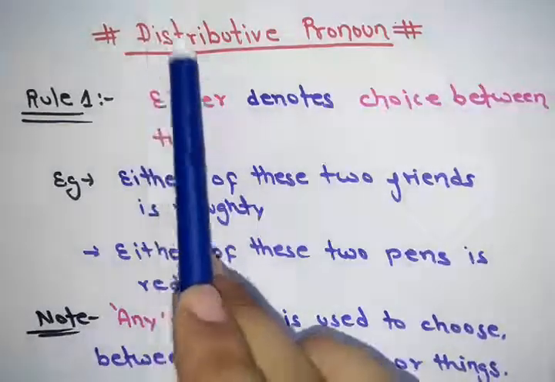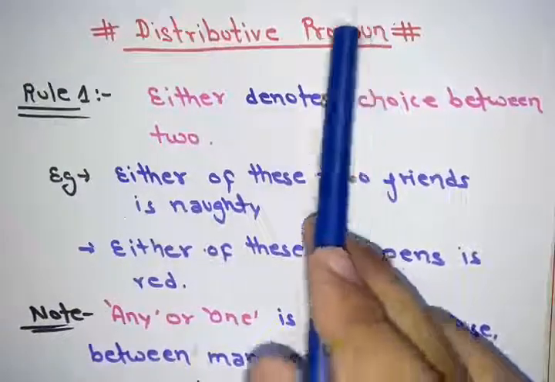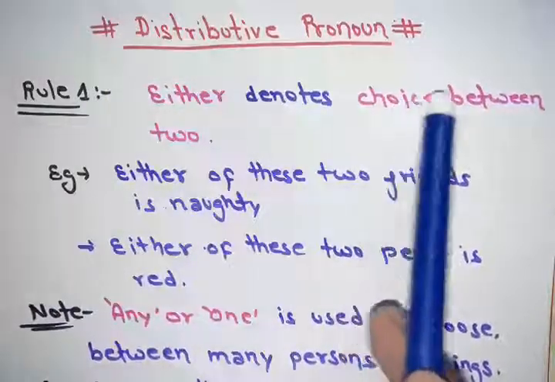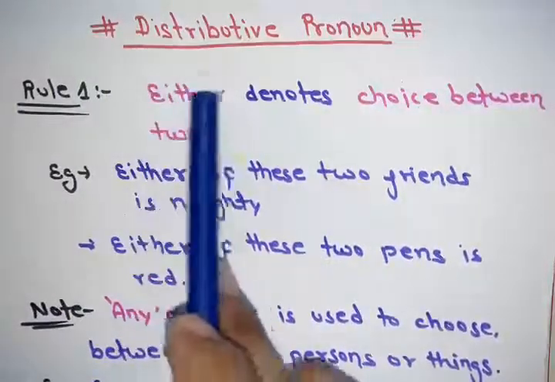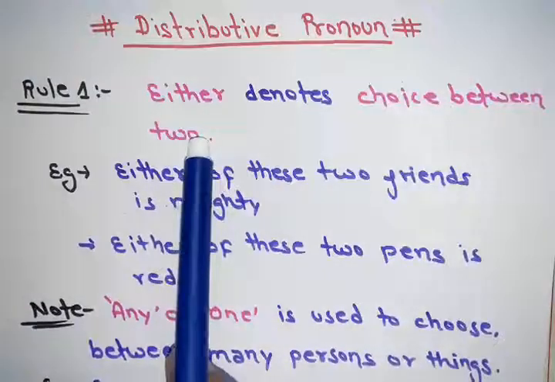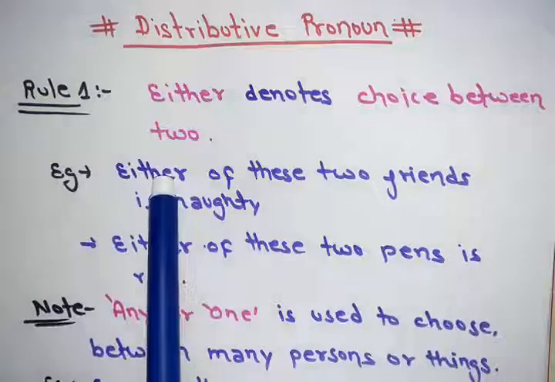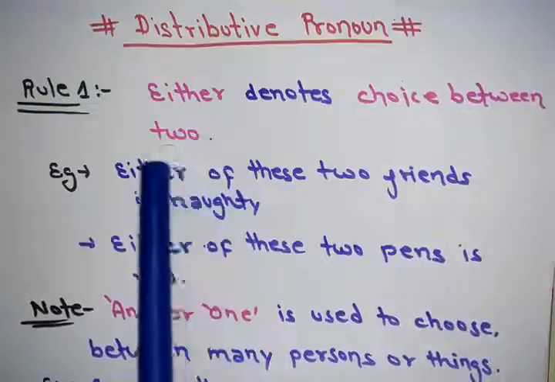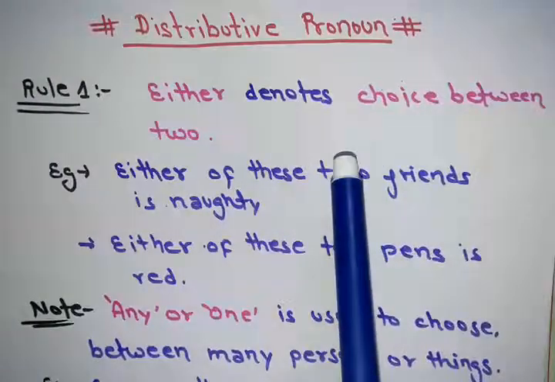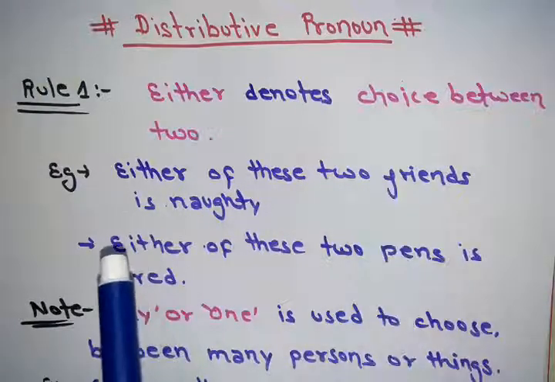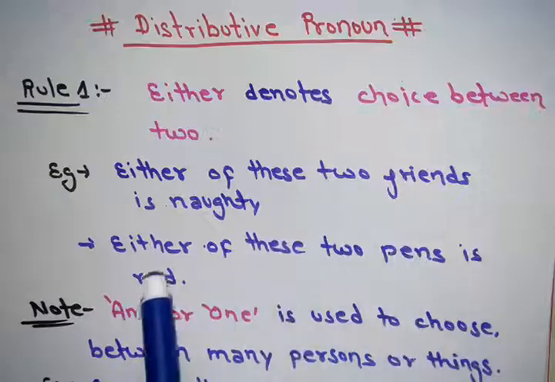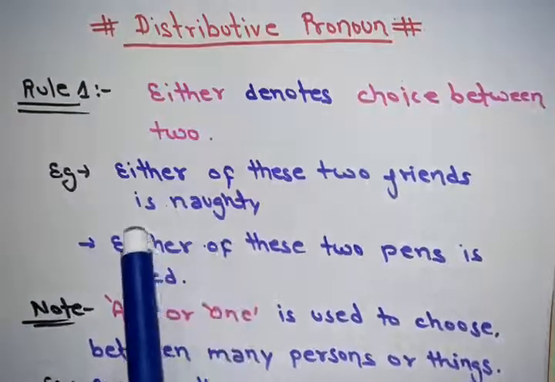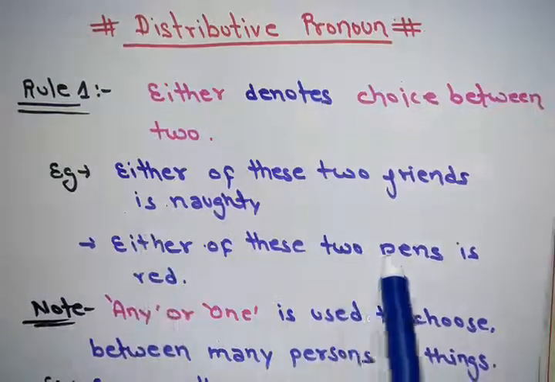Now next is the distributive pronoun. It denotes choices. For example, either denotes a choice between two. So either always denotes a choice between two, not more than two. For example, either of these two friends is naughty. So either shows only twos, not more than twos. And either of these two pens is red. So either denotes a choice or preference between two things.